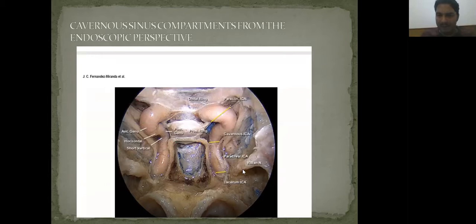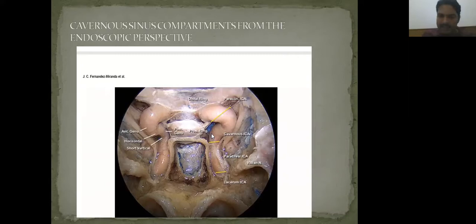You have the horizontal petrous carotid artery somewhere here. This is the vidian nerve, which is running to the foramen lacerum. And this segment of the carotid artery is known as the paraclival carotid artery. And this is the cavernous carotid artery. And this is the paraclinoidal carotid artery. The cavernous carotid artery can be further divided into the short vertical segment, posterior genu, horizontal segment, and the anterior genu. So coming again, this is the short vertical segment.